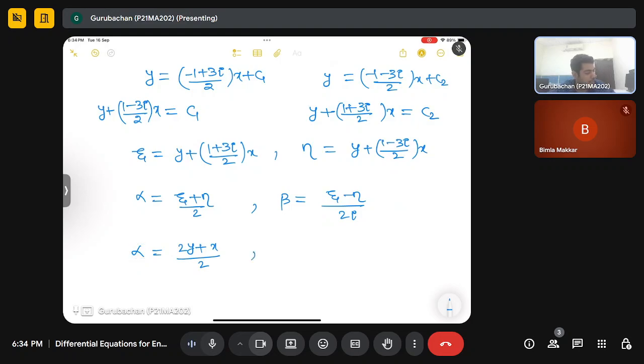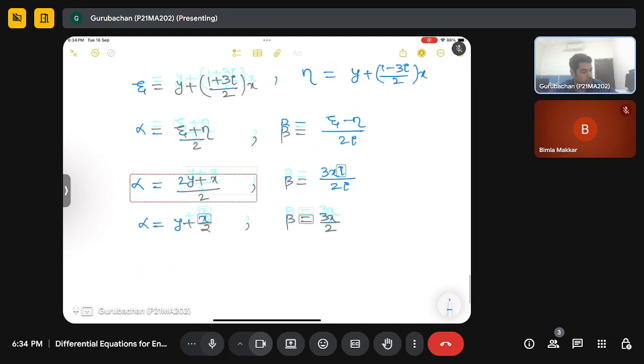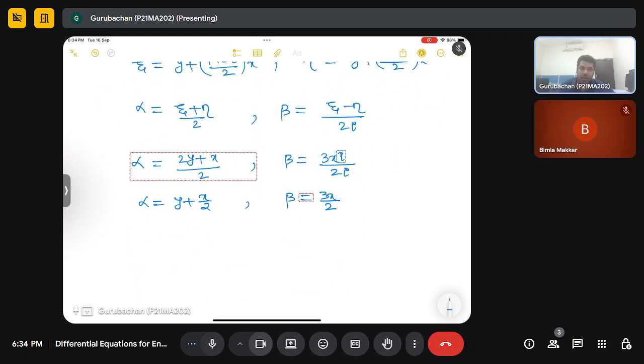Next, beta will be xi minus eta. When you subtract them, you are left with the imaginary part, 2 times the imaginary part. So this will be 3x iota divided by 2 iota. Again, alpha will give you y plus x by 2, and beta will give you 3x by 2. So from here you know what your alpha and beta are, that is the transformation. We will transform this xy into alpha beta to get to the canonical form.